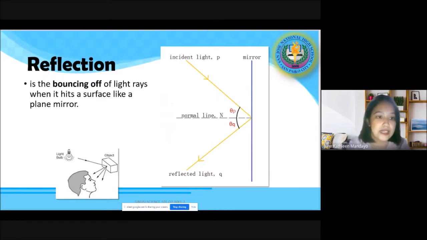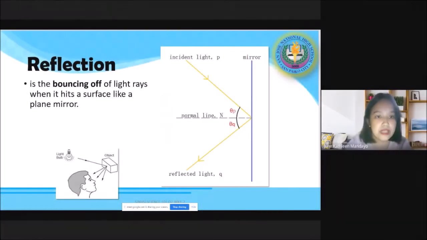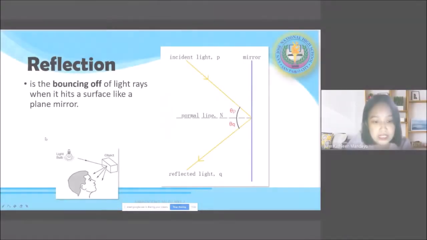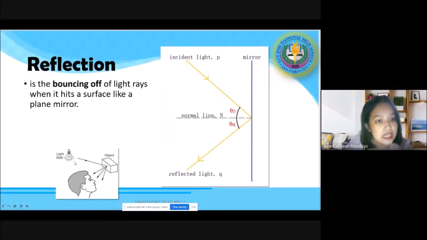Let us now define reflection. Sabi natin kanina, reflecting objects are able to bounce off light. So the bouncing off of light is specifically termed as reflection. The light rays are being bounced off when they hit a surface like a plane or flat mirror. You have to take note of a general idea of how we see things or objects. By this, we could easily understand how reflection occurs.